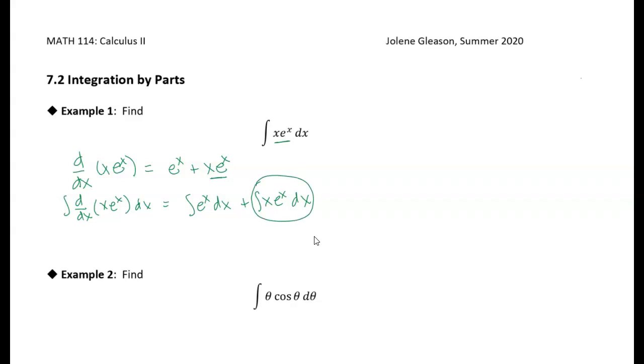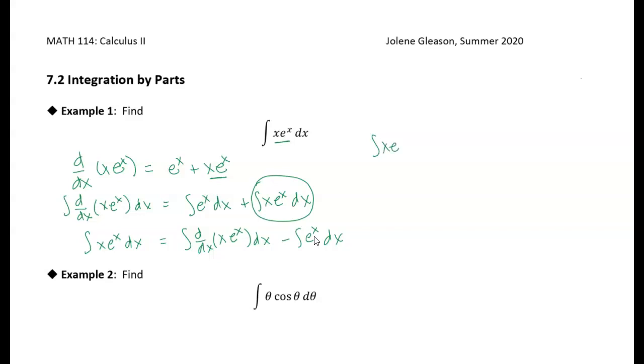So if I can rearrange this a little bit, maybe I can actually get what I want. All right, so I'm going to rearrange this. I'm going to solve for the integral of x e to the x dx. I'll subtract, so I'm going to get the integral of d/dx of x e to the x dx, and then minus the integral of e to the x dx. Okay, when I rearrange that, now the integral of a derivative just gives me back the original function. All right, so I'm going to rewrite this over here.